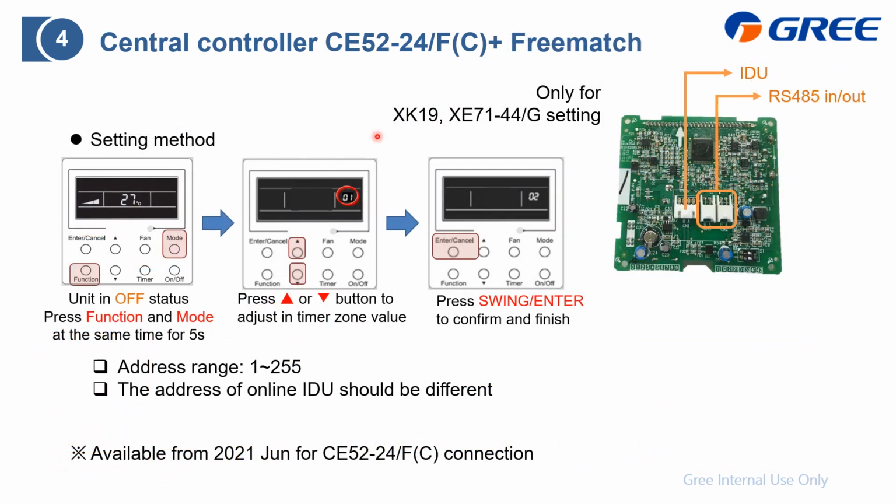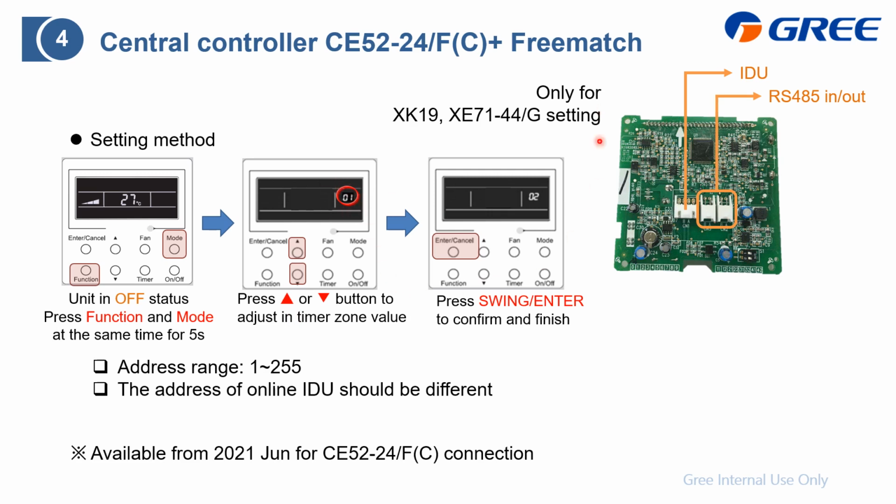If the wire controller is SK19 or XE71, here are the steps you need to follow to change the address. Just change this value for different wire controllers.